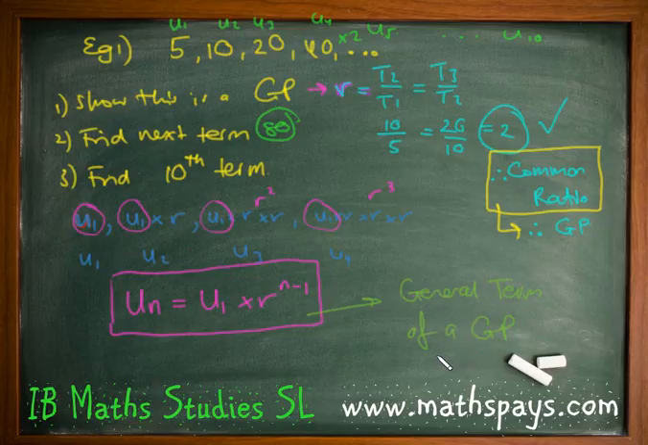Now, if I want to apply this to this question, we've got U10 is equal to the A, and the A is 5, so the U1, that is 5, times the ratio, which is 2, to the power of 10 take away 1, which is 9. Now on my calculator I can type in 5 times 2 to the power of 9 to get my final answer, which I think is 2560. 2560, I hope. I don't have a calculator there, so hopefully that's right.